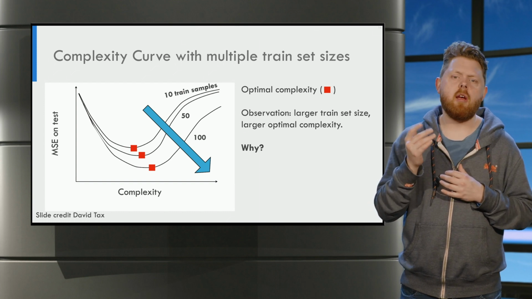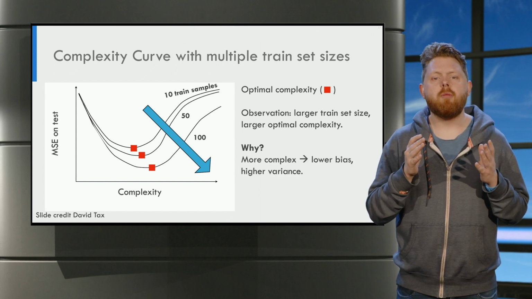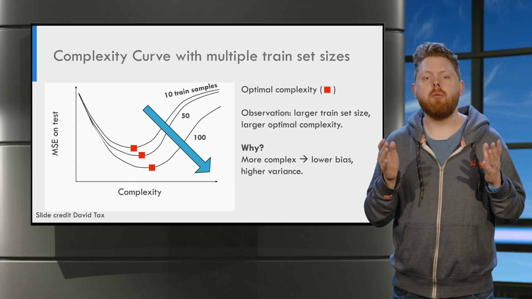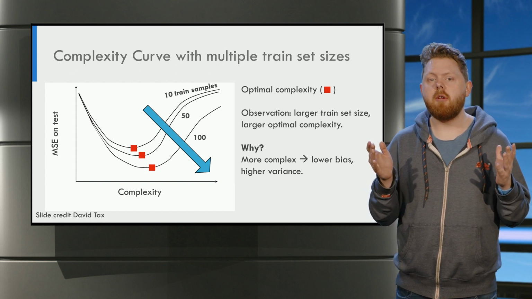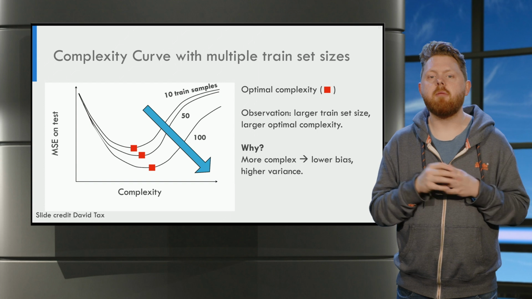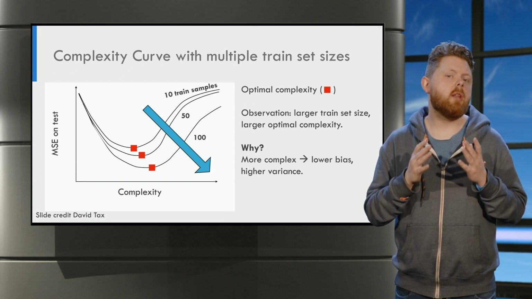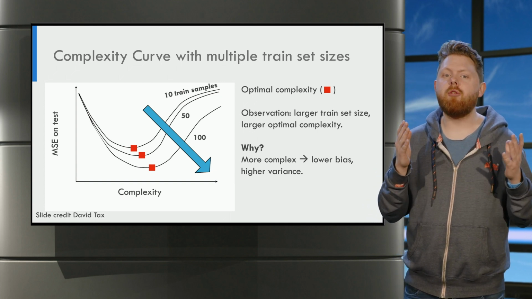Why is this the case? Well, the more complex our model, the lower the bias, but the higher the variance. However, what happens if we increase the amount of training data?